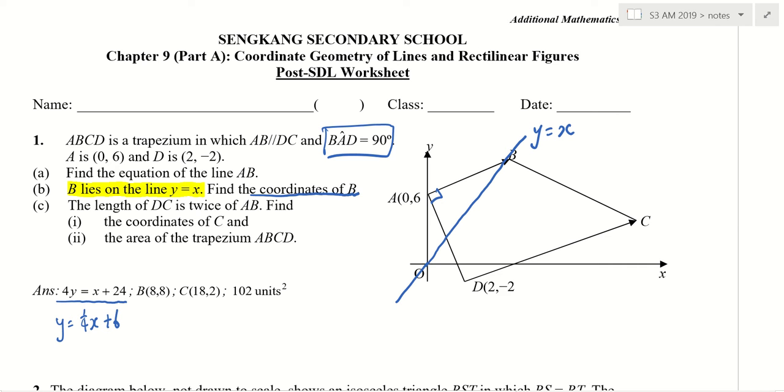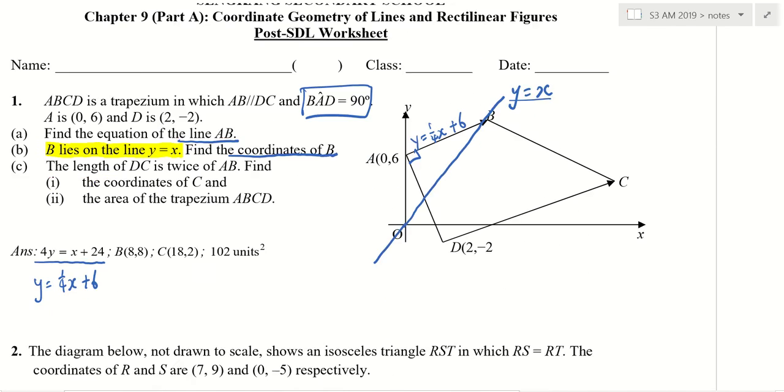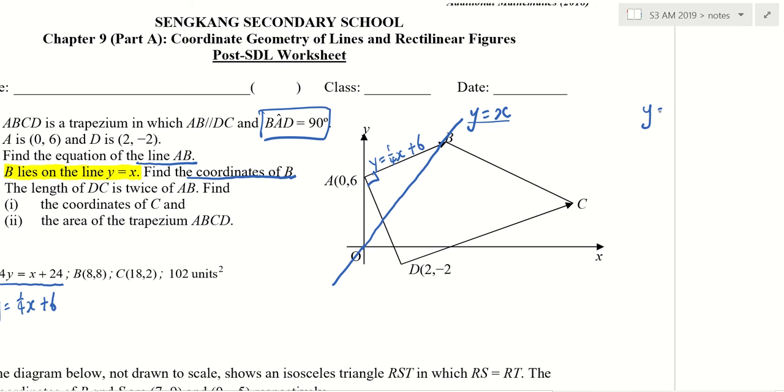To find B, let's take a look. I have the equation of AB already, right? So this is the equation of AB, y equals 1 quarter x plus 6. I also have y equals x. So what do you think will happen when I solve simultaneously?